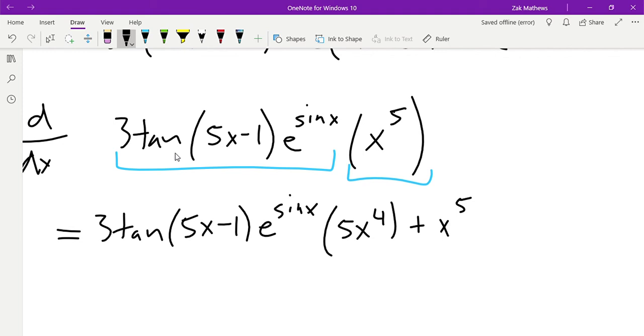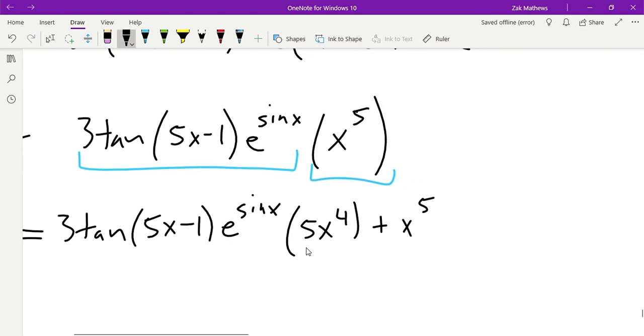This is where it's going to be a little bit messier, because if I'm going to take the derivative of this first bracket, that is in turn going to require a product rule. So I'm going to put a parenthesis down, because everything behind this parenthesis is going to be the product of this half, which in turn is going to require a product rule. So once again, if I look at this blue bracket, I'm going to leave the first term, the 3 tangent of 5x minus 1. It is going to stay. Nothing changed there.